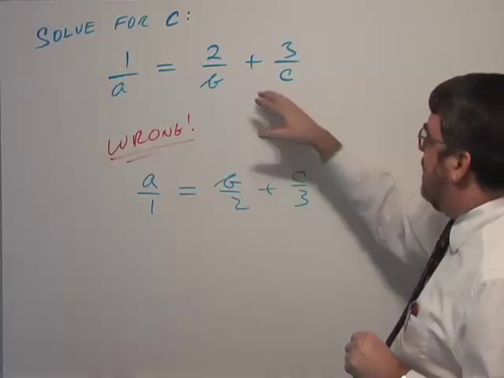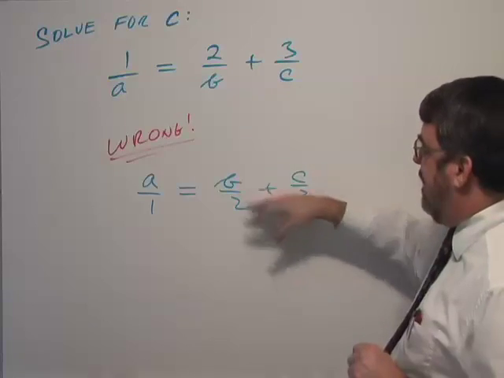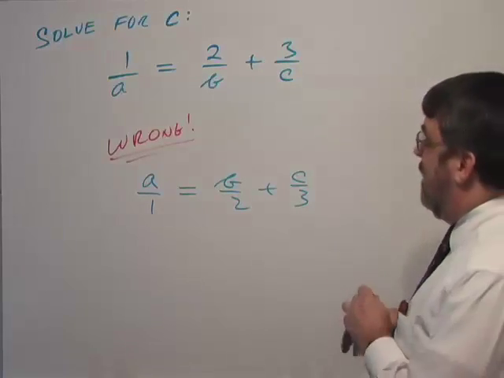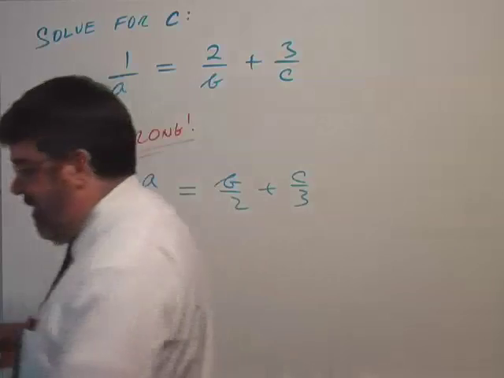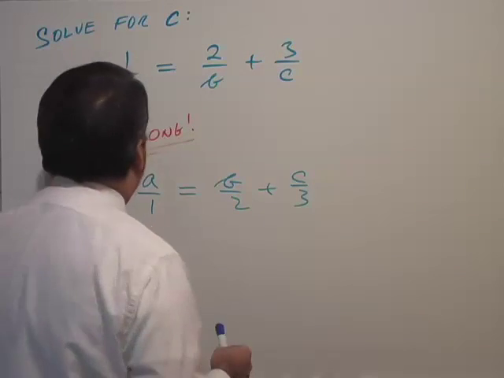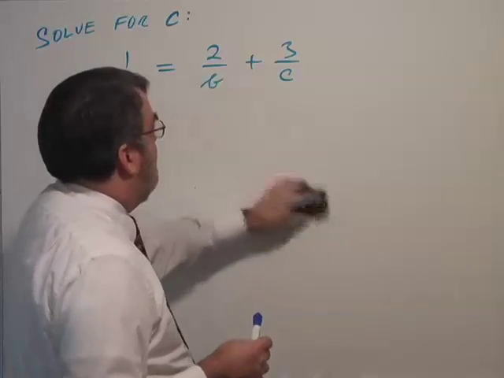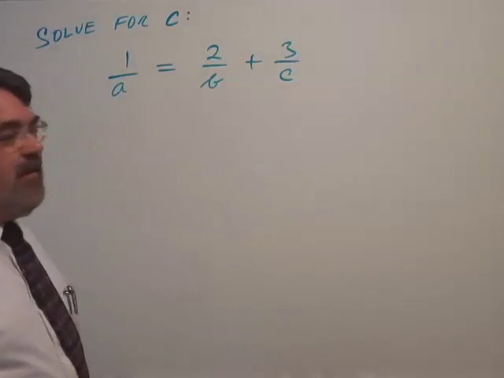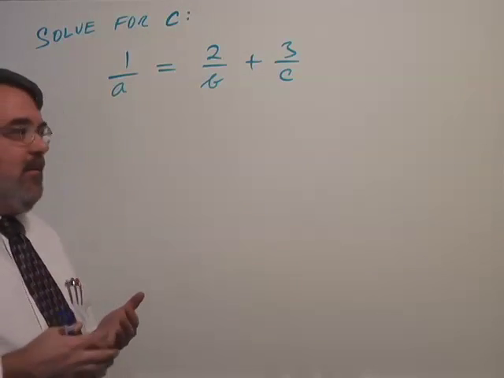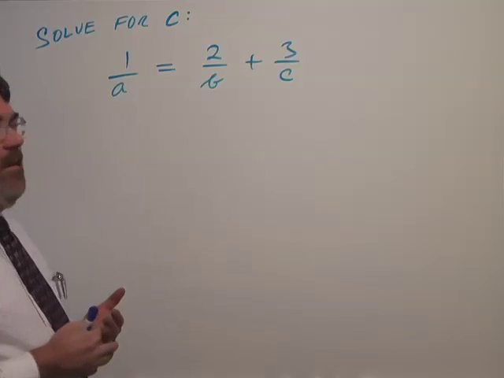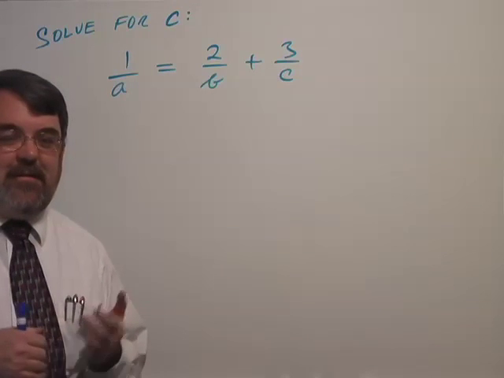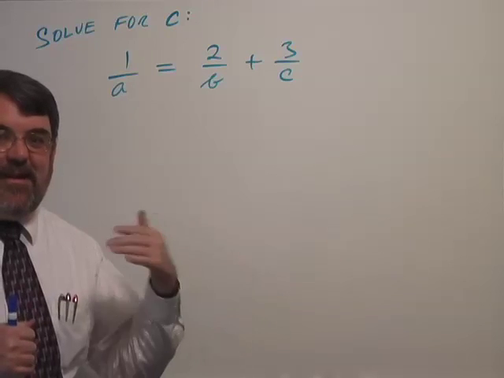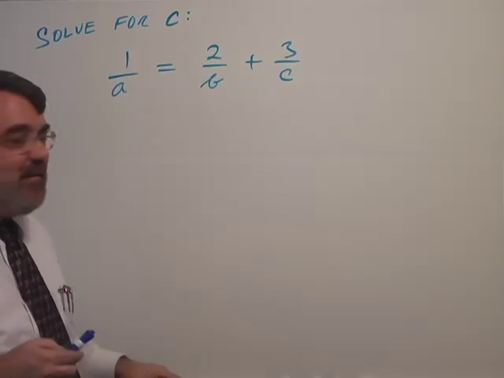But you can't invert 2 over b plus 3 over c and get b over 2 plus c over 3. It will never work, so don't try it. I know it's tempting. Well, there are a couple of ways to do this. I'm going to approach this like we did our other rational equations. I'm going to find the common denominator, multiply through, and that will cancel the denominators.